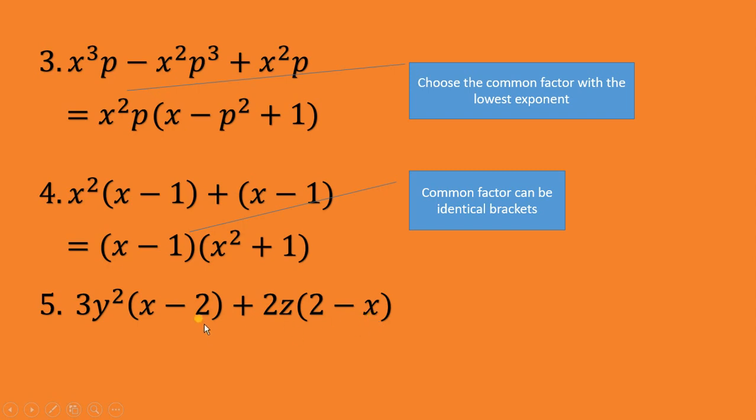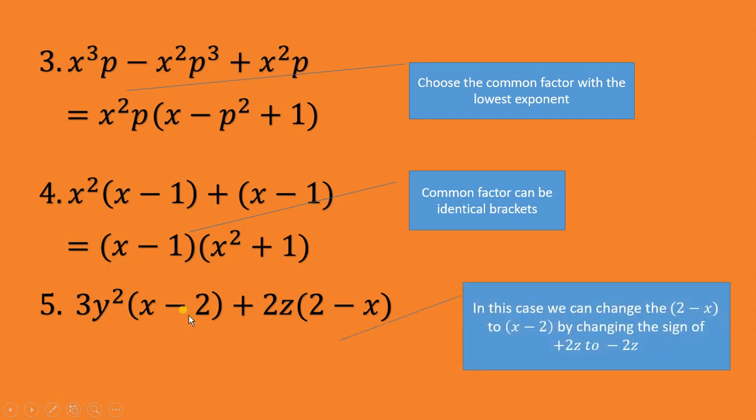In my last problem, I've got 3y squared times x minus 2, and I've got a 2 minus x. Looks like they can be the same, but if you look closely, this is a positive x, that's a negative x. This is a negative 2, that's a positive 2. So the problem here is the signs are not the same. When we do have signs that are not the same, what we can do is change one of the two, preferably the second one. We can change that from a minus x to a plus x, which looks the same, by changing the sign before that. That's exactly what we're going to do now.